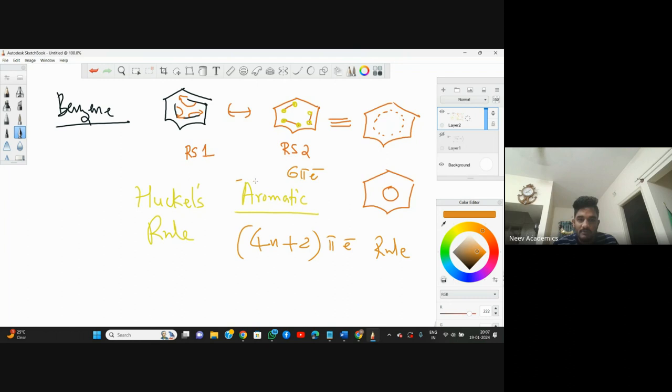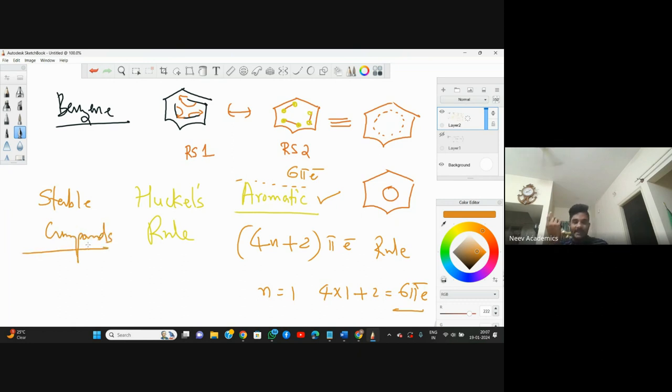We have learned about electron displacement effects. This is another kind of effect which gives proper stability to a compound, like resonance and hyperconjugation. If I give n equal to 1, 4 into 1 plus 2 gives a 6 pi electron system. So benzene is a proper aromatic compound, and a stable compound as well. We have many reactions of benzene, so we are going to learn about chemical reactions.